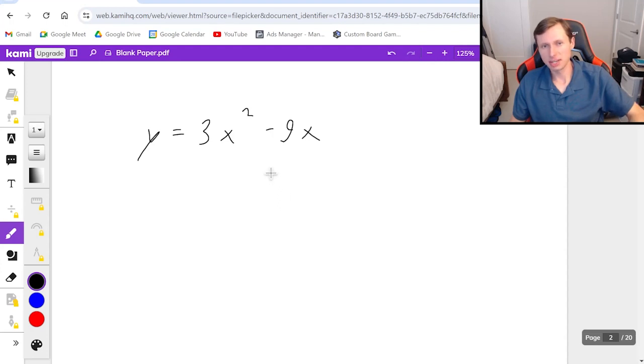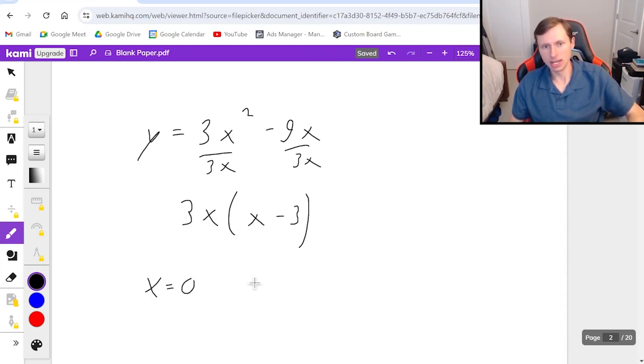So here's what I'm going to say for this one. If you want to factor, this is GCF factoring, not normal factoring. You have to factor out what they both have in common, which in this case is a 3x. So it's 3x times what's left. After you take out a 3x out of each term, you're left with x minus 3. Which means my solutions are x equals 0 from this one, and x equals 3 from the right one.